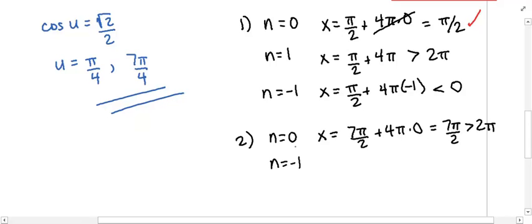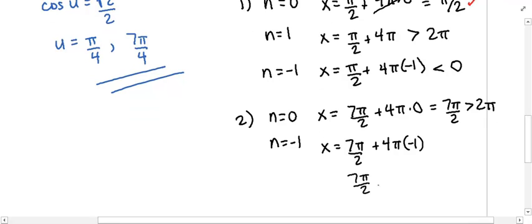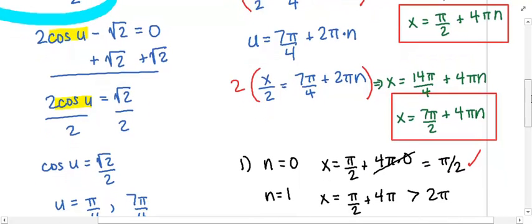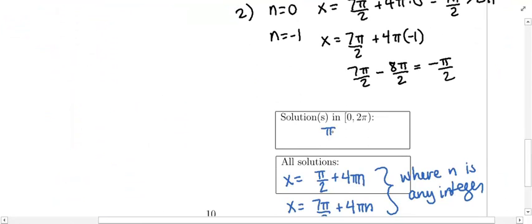If we did n equals -1, let's see what that would give us. 7 pi over 2 plus 4 pi times -1. So this would be 7 pi over 2 minus 4 pi. So that's minus 8 pi over 2. That would be negative pi over 2. Okay, negative pi over 2 is a solution, but it's not between 0 and 2 pi, so we're not going to write it in the box. Okay, so by plugging in various n values, we realize that based on our general solutions, the only solution between 0 and 2 pi is pi over 2.